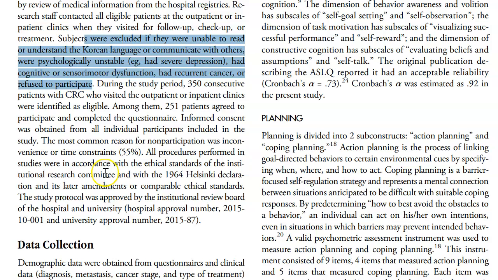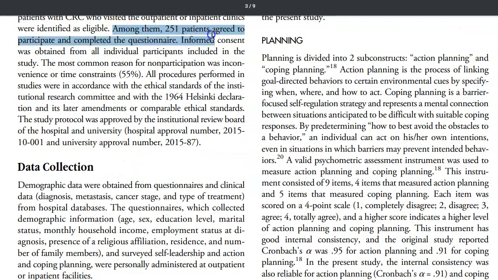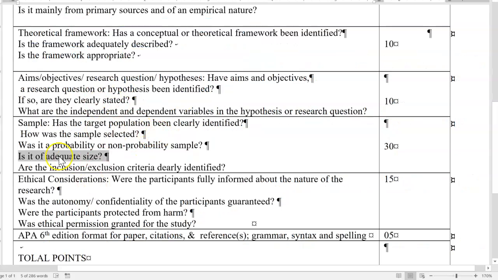So in that case, the inclusion exclusion criteria is a little bit less clear because it's separated into two different parts. Okay, now among them, it says this many agreed, and then it talks about more details. And it's not that important for answering the rest of this question.